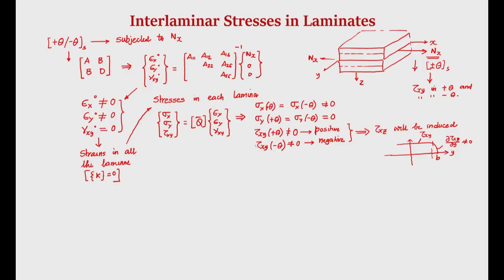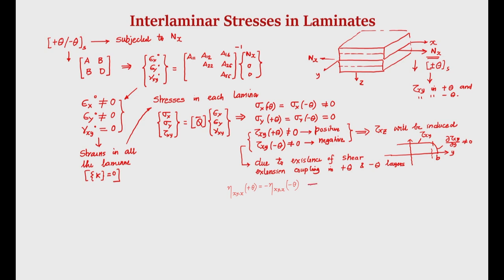Because there is a shear extension coupling. This is due to the existence of shear extension coupling in plus theta and minus theta layers, and they are actually opposite. Okay. If you see the shear extension coupling of plus theta, it is actually opposite to that in minus theta. Therefore, there is a difference in shear extension coupling.